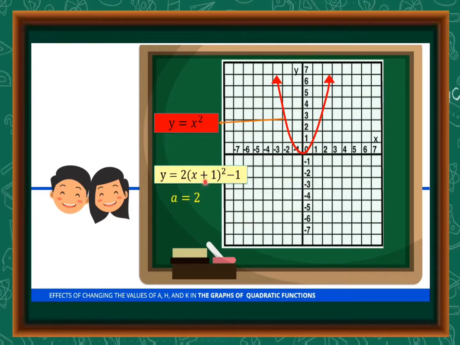So, ang h natin is equal to negative 1 since dito sa ating binomial, positive yung nasa loob. Now, yung k is equal to negative 1. So, ito yung ating magiging graph. Kung mapapansin natin, naging narrower yung ating parabola and nag-move siya 1 unit downward and 1 unit to the left. Kasi ang h natin ay negative 1 at ang k ay negative 1.